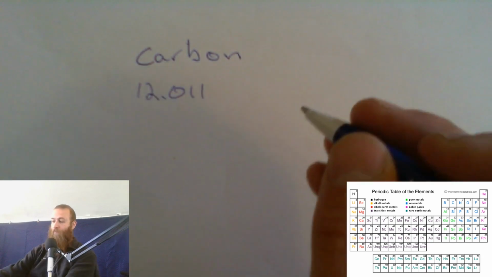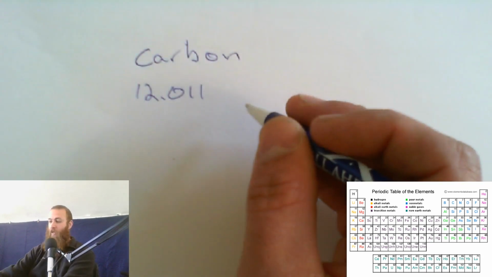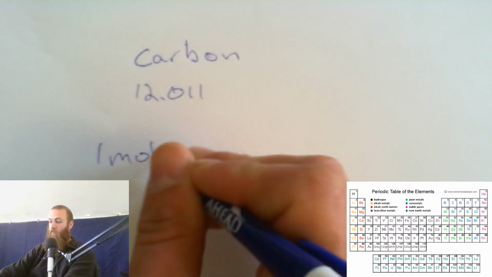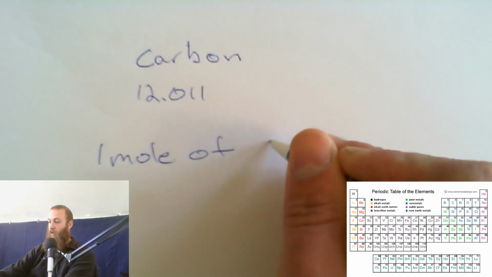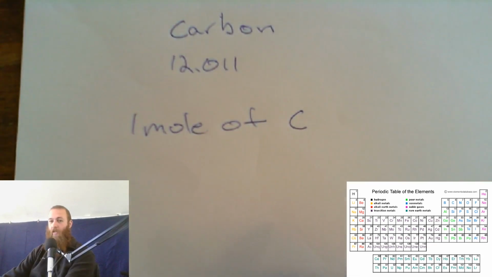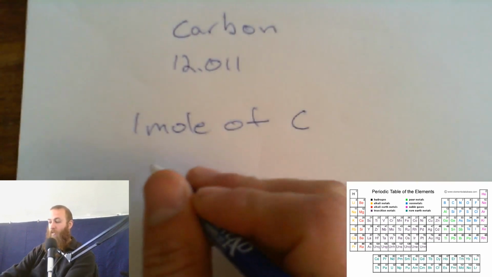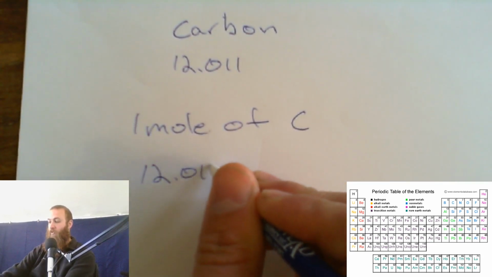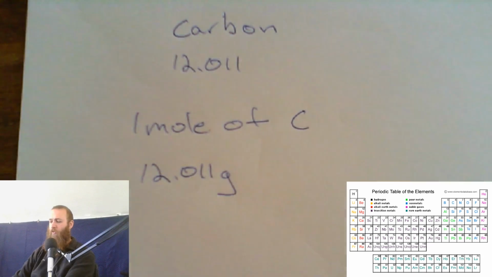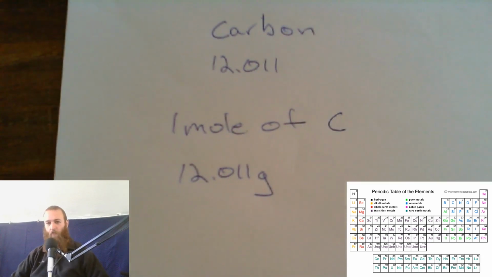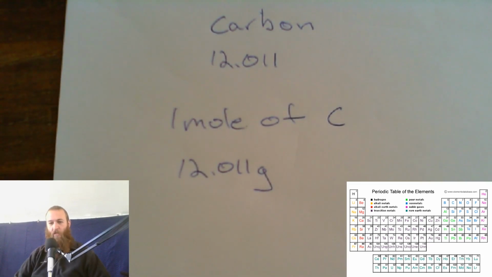All right? Now, let's say I want 1 mole of carbon. Now, you don't know what a mole is. You've never talked about this before. But what I can tell you is that 1 mole of carbon has a mass of 12.011 grams. That's how moles and mass are related.